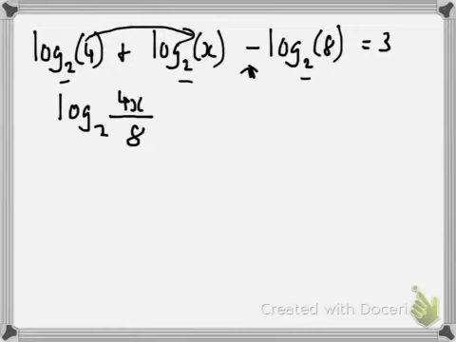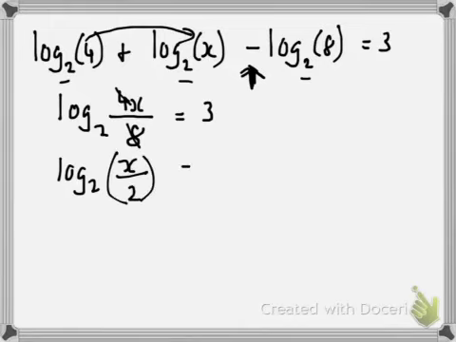So when you add 2 log expressions with the same base, you can multiply. When you subtract 2 log expressions with the same base, you can divide, and that equals 3. You can tidy that up by saying that 4x over 8 is the same as, if we cancel the 4 and the 8, x over 2.